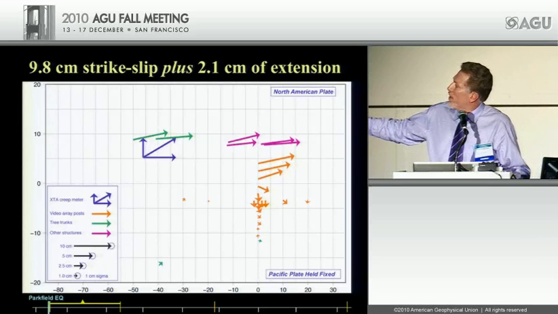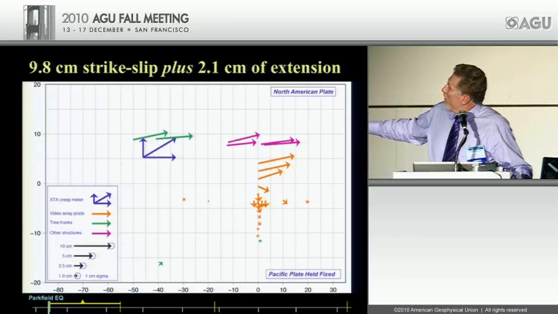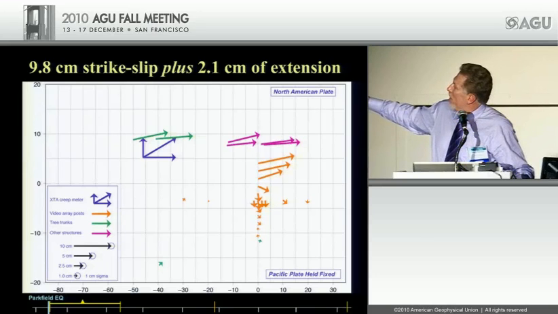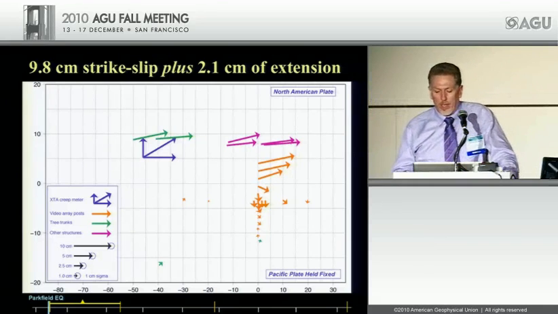So if you separate it out to fault-perpendicular or fault-parallel, this is what the length of the vectors would be. And so as we come across the San Andreas Fault, this is where I was talking about having extension. Then we have fault-normal extension, as well as a fairly strong 9-centimeter right-lateral strike slip. And then when we hit up here, just out of the fault zone, a lot more fault-parallel.